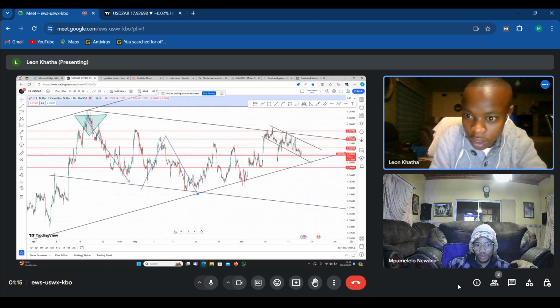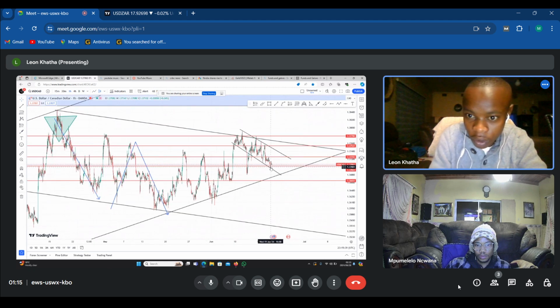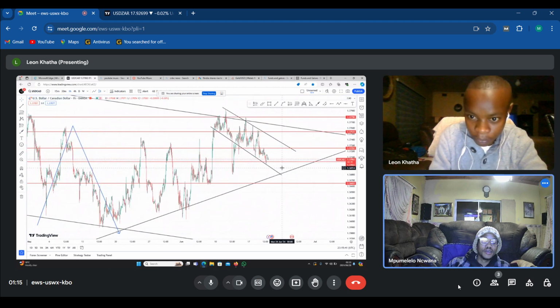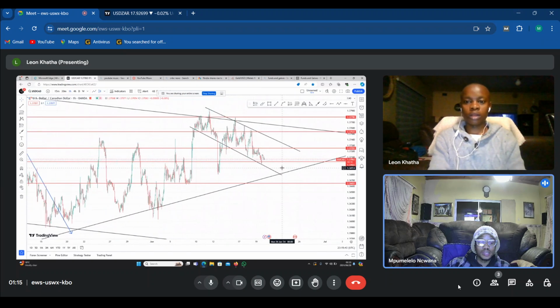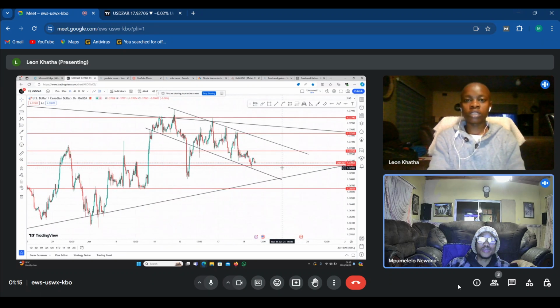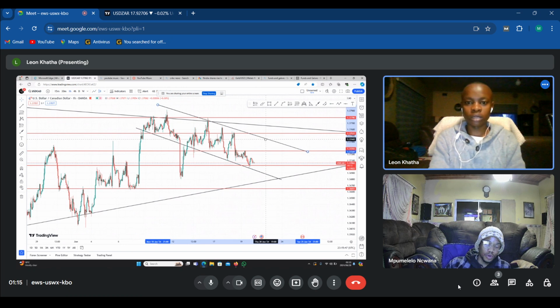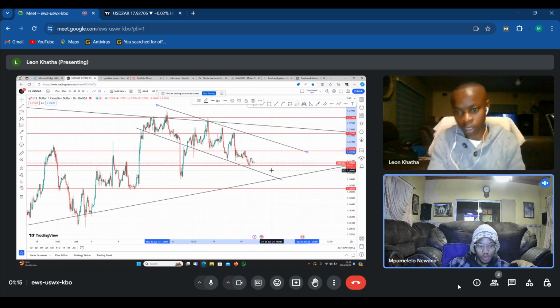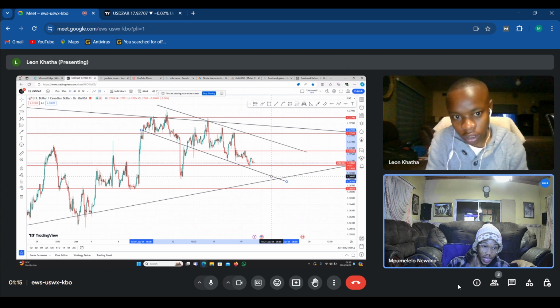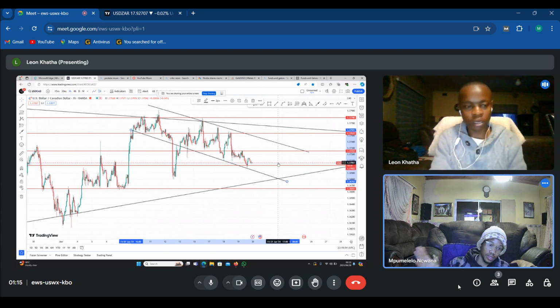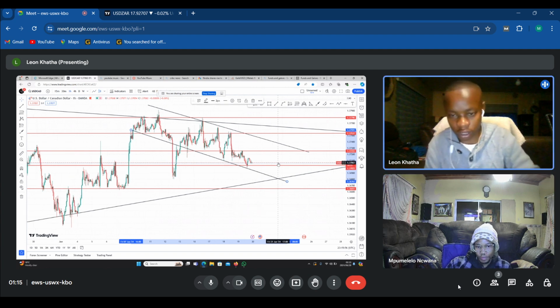One thing to remember is that these are not signals. This is just to show you areas where we were looking to enter. There's a difference between spotting them out and actually entering. There's a time to enter, there's a time to wait for the market, and a time to analyze it.